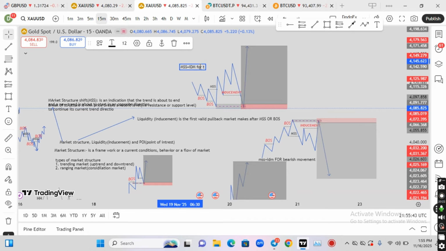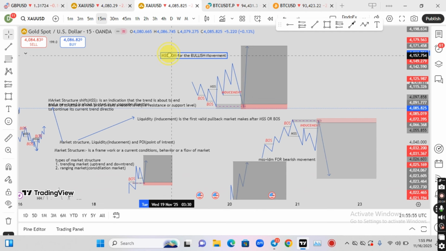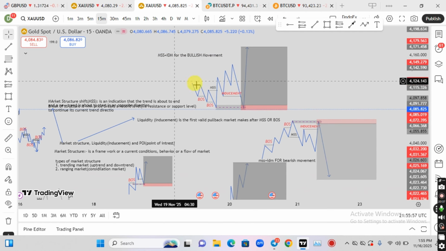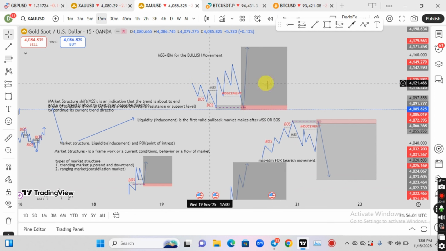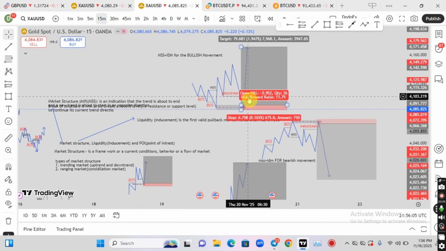For the bullish movement, right? Well, this is for the bullish movement. I'll explain for the bearish movement. I'll show you the chart for the bullish movement. Let me just do this for the market structure shift for the bullish movement.